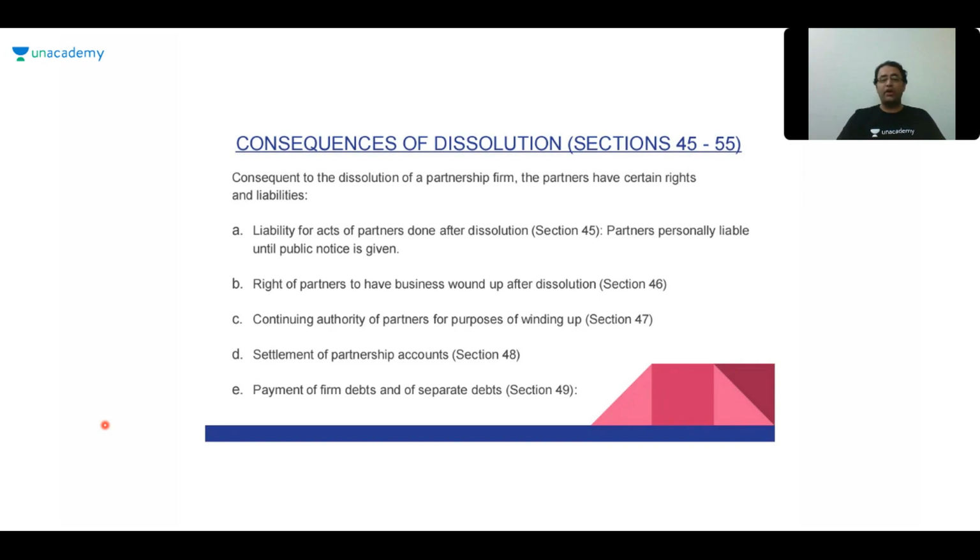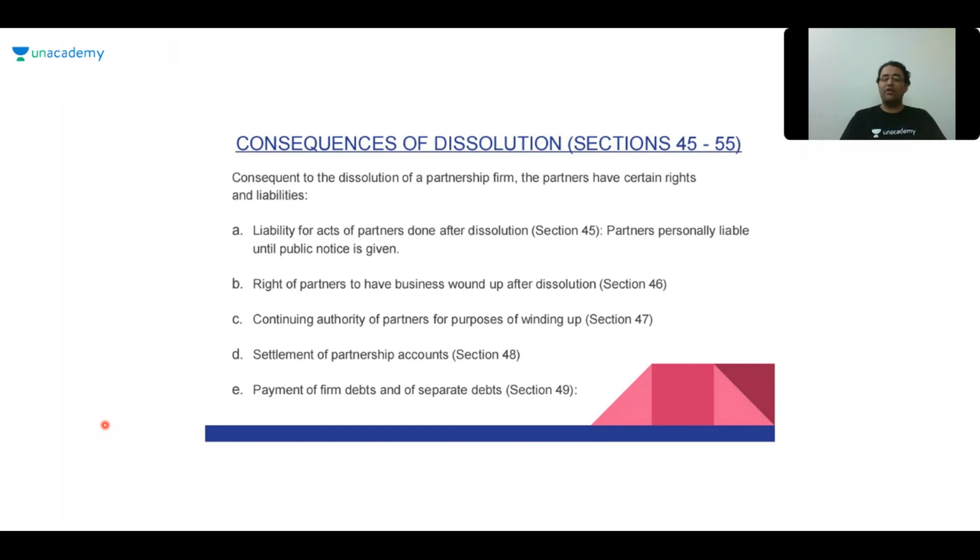Continuing authority of partners for purpose of winding up. Again, once a partnership firm is wound up, please remember there is a settlement process that happens. All its assets are sold off, and all the outside liabilities are paid off. And after that, if anything is left, that is distributed between the partners. So, for carrying on this activity of selling off the assets and settling the liabilities, the continuing authority of partners is alive even after dissolution until and unless the selling of the assets and paying off the liabilities is completed.